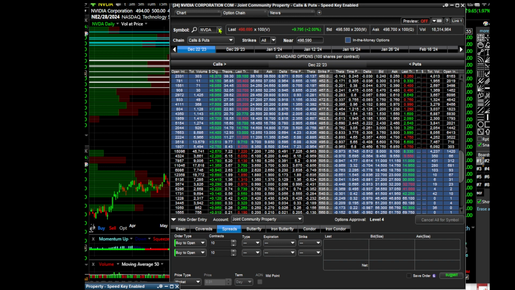So let's see. NVIDIA, so let's just look at these. 520 this week. We're paying $1.90 for them basically. So guys, with this lesson, what is our break even? If we were to hold these, we're not, but if we were to hold these to the end of the week, what is our break even? Yeah, exactly. 521.90, right?